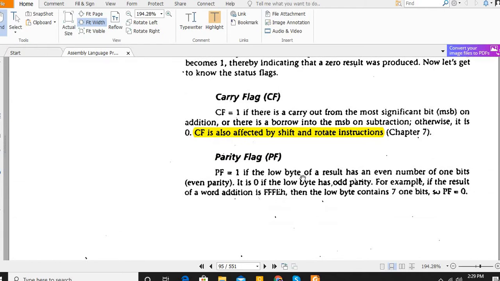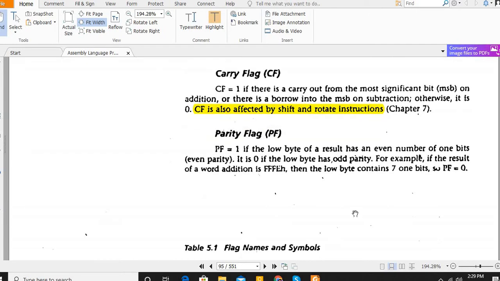The parity flag will be 1 if the low byte of a result has an even number of 1 bits. So if the number of ones is even, PF will be 1. It is 0 if the low byte has odd parity, that means the number of ones is odd.